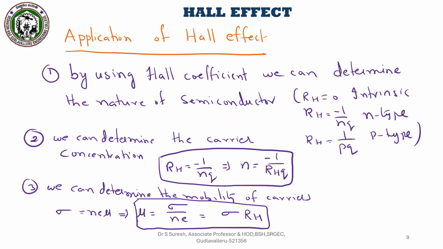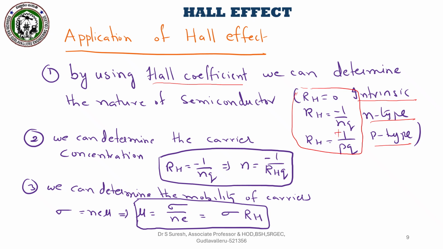And what are the applications of it? So by using this Hall coefficient, we can determine the nature of semiconductor. What does it mean by nature of semiconductor? We are going to find out based upon the sign of RH. RH is equal to 0 for intrinsic, RH is negative for n-type, RH is positive for p-type.